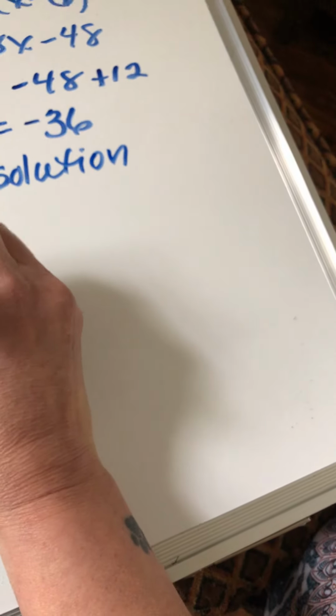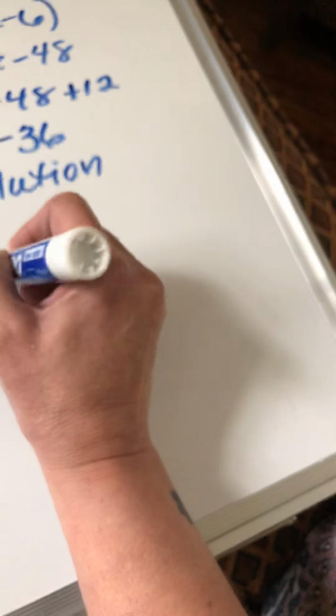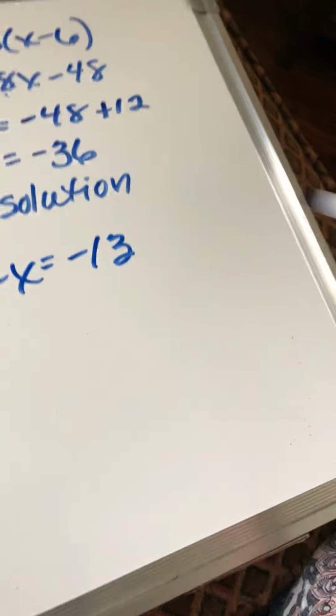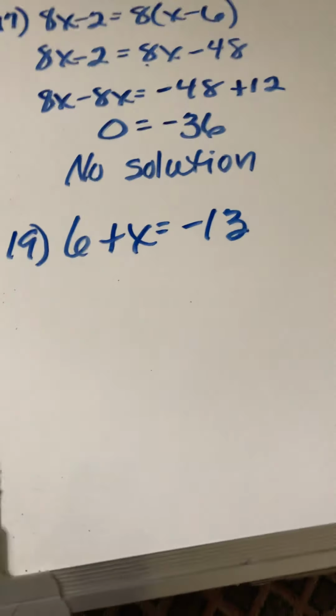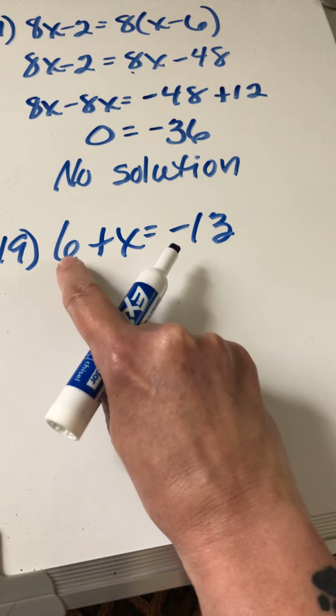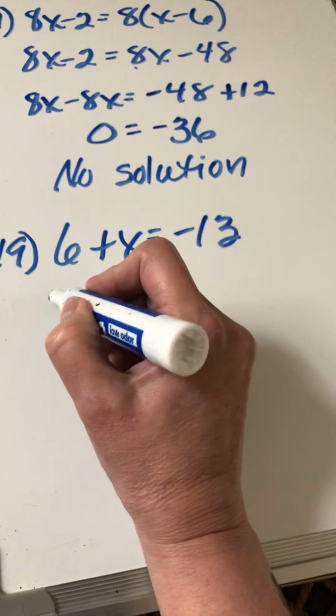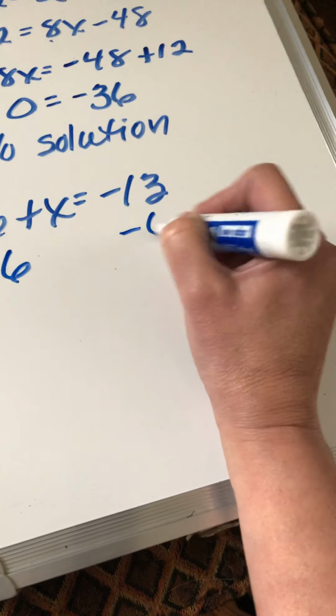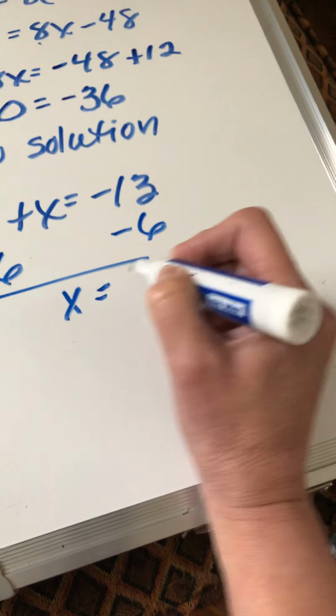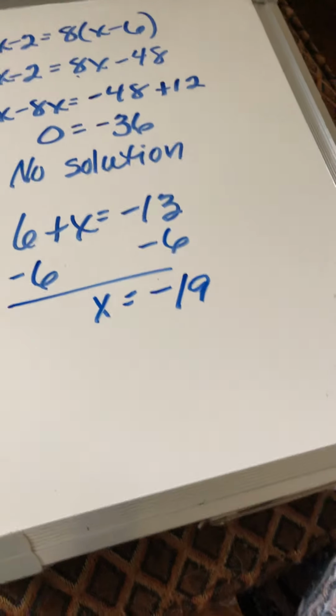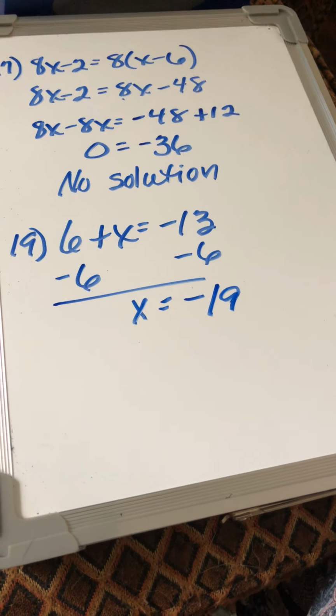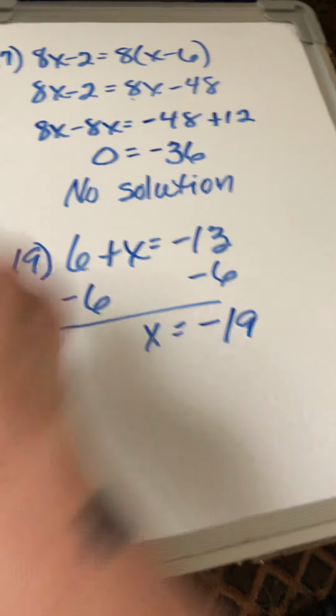Okay, 19. Yep, okay. Isolate this variable. It's a +6. We're going to isolate that variable by subtracting out this 6. And -19 is what fits in there. Okay.